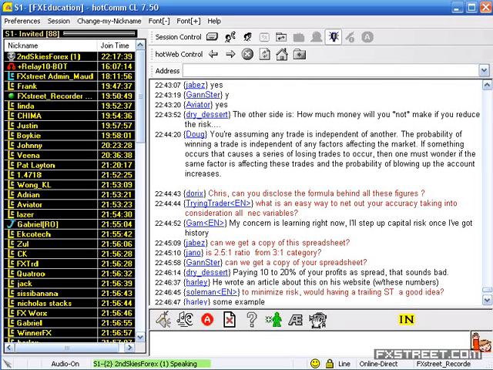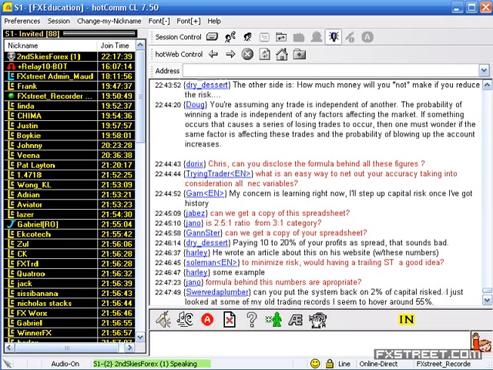That's why there's things called event risk. If a central bank's about to intervene, the probability of winning a trade is going to be very dependent upon what's happening in the market. If something occurs that causes a series of losing trades to occur, then one must wonder if the same factors affecting these trades increase the probability of blowing up the account.